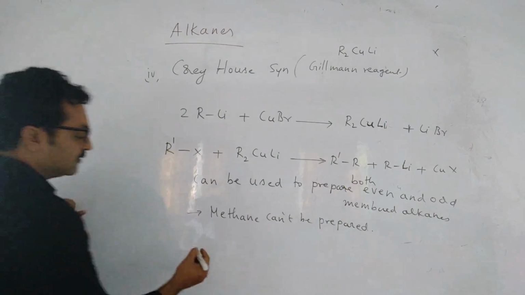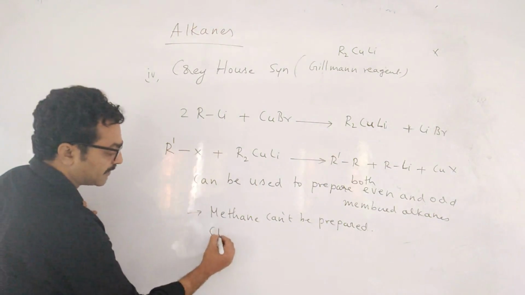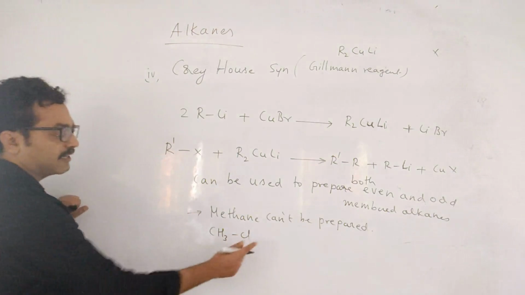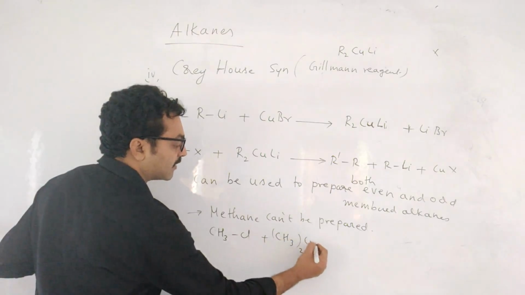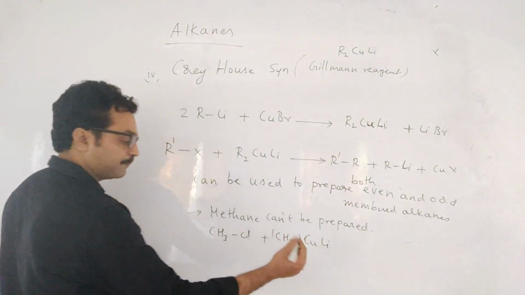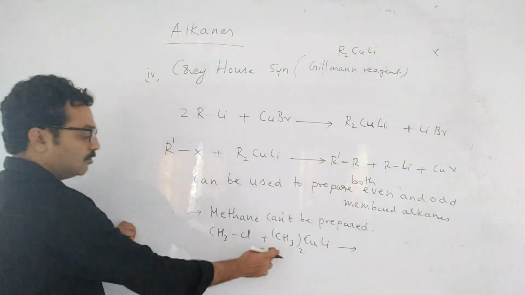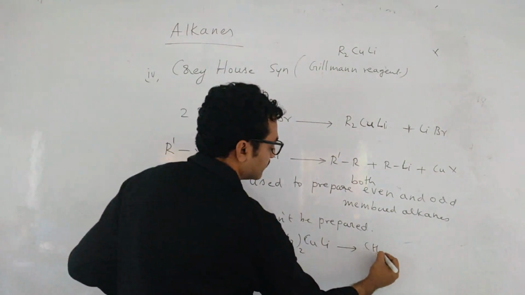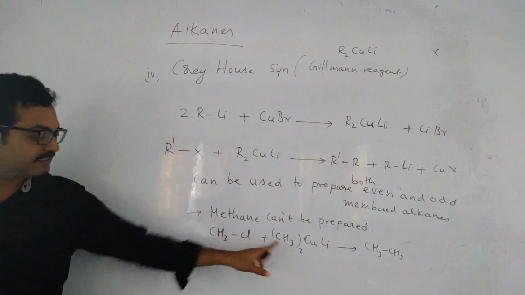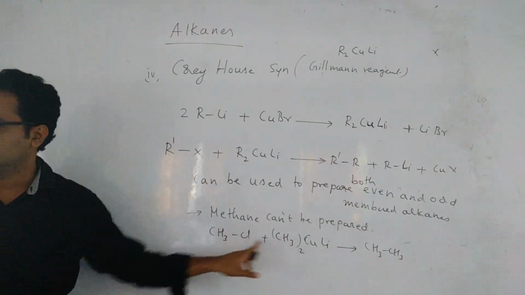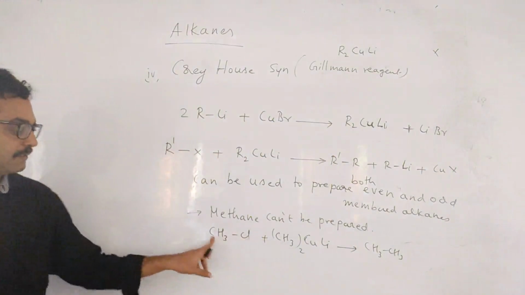See, suppose I have taken methyl chloride, children. Methyl chloride I have taken, and dimethyl lithium cuprate I have taken. Doubts you keep. So you will get methane. Understanding? Because in this one methyl will come and in this one methyl will come. That's all. This methane one and this methane one.